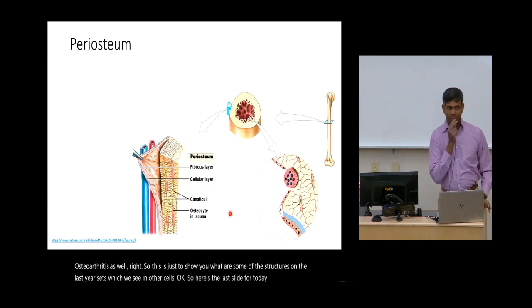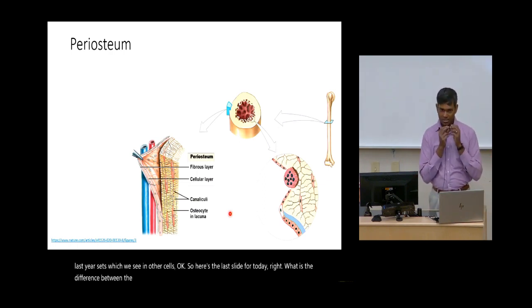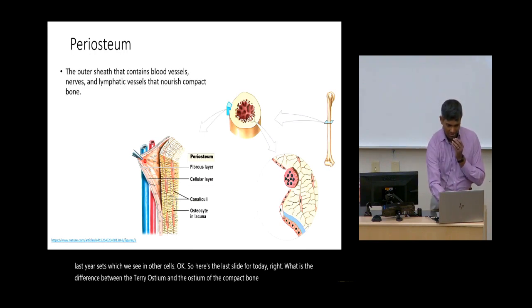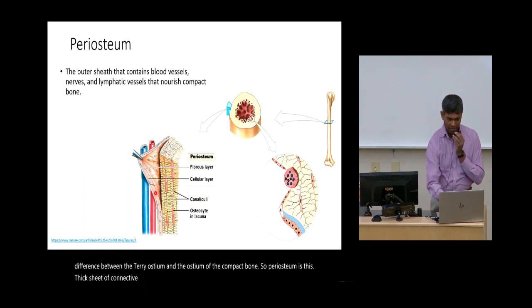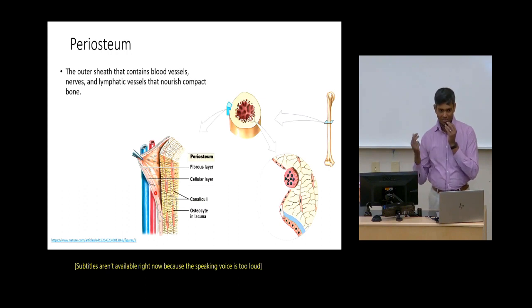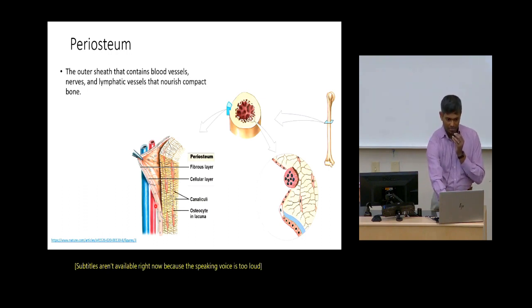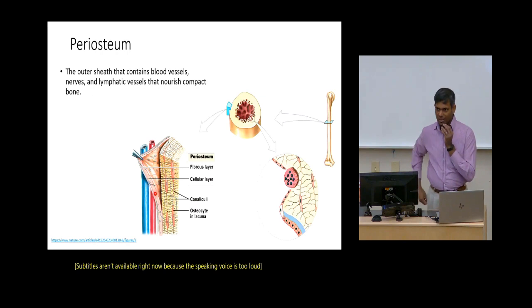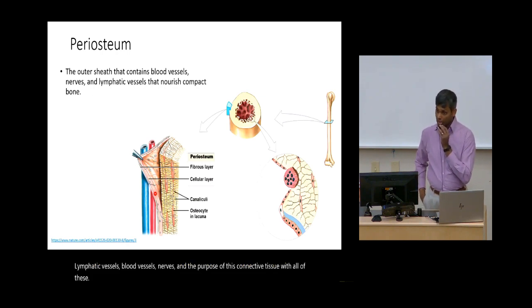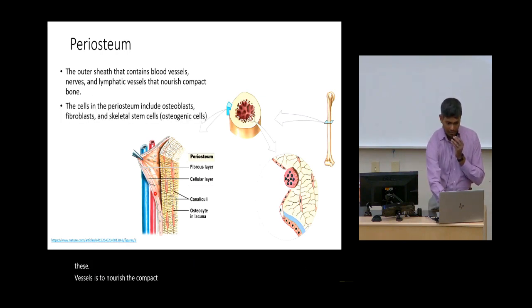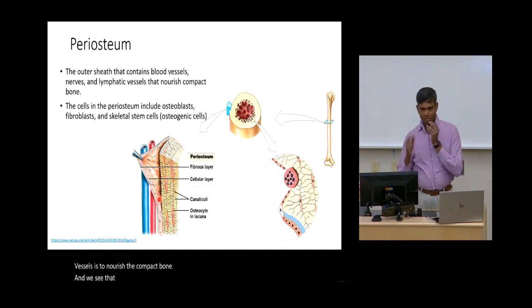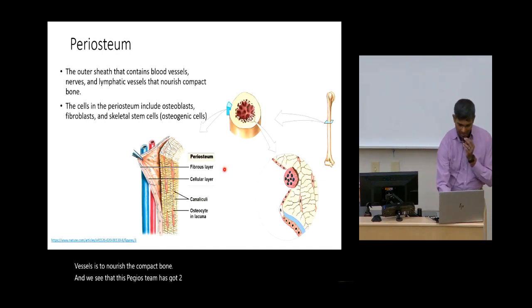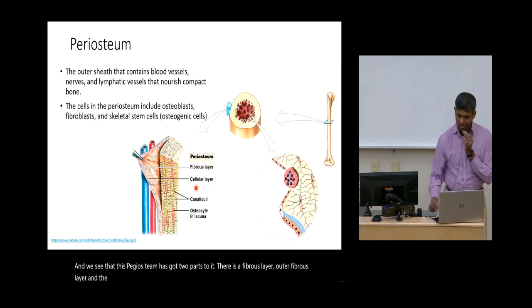Okay, so here's the last slide for today, right? What is the difference between the periosteum and the endosteum of the compact bone? So periosteum is this thick sheet of connective tissue, right, and it's going to contain lymphatic vessels, blood vessels, nerves, and the purpose of this connective tissue with all of these vessels is to nourish the compact bone. And we see that this periosteum has got two parts to it. There is a fibrous layer, outer fibrous layer, and this inner cellular layer.